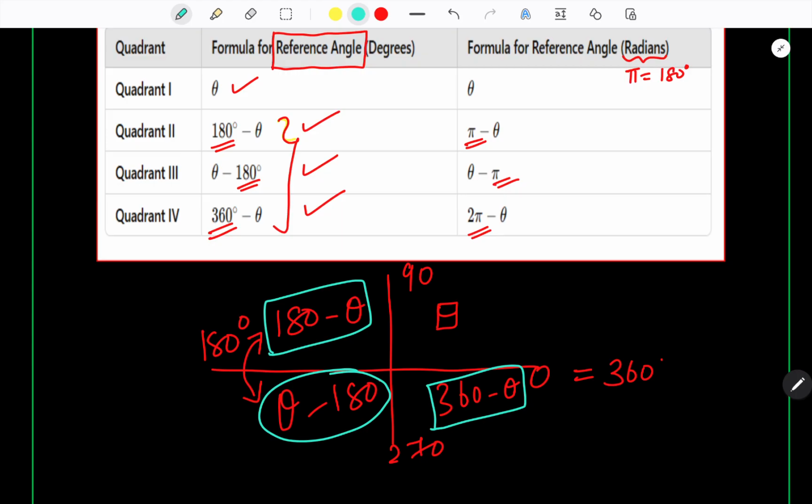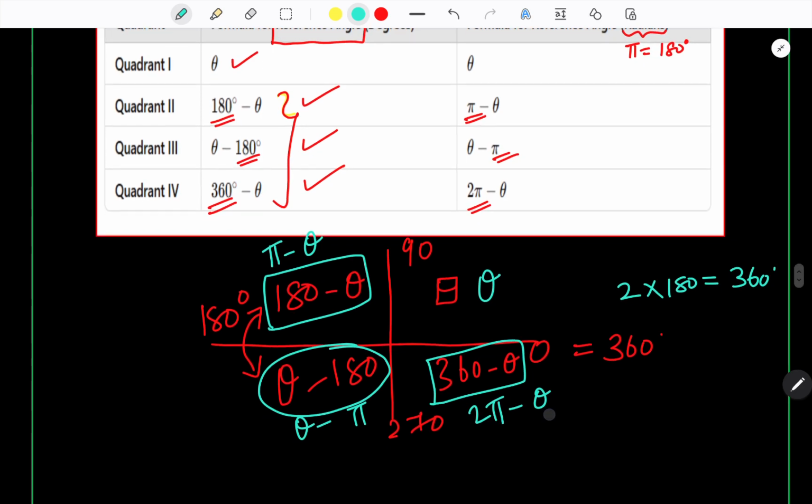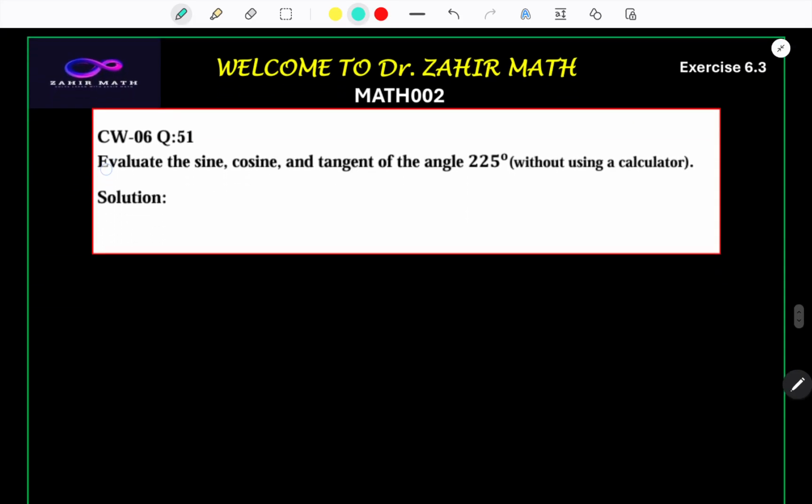Okay. In case the question is given in pi, this is theta, this is pi minus theta, this is theta minus pi, and this is 2 pi minus theta, because 2 into 180 is equal to 360. So that's why 2 pi. So remember this table. This table is very important. First quadrant, this is the one. Second quadrant, this is the one. Third quadrant, this is the one. And the fourth quadrant, this is the one. Okay, right. So let's go for this one.